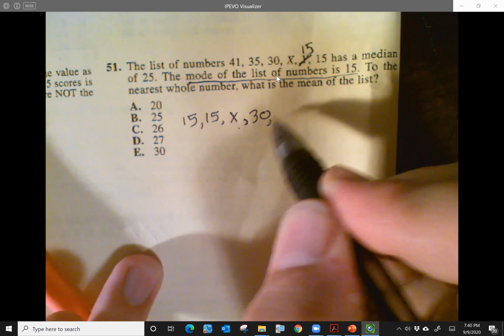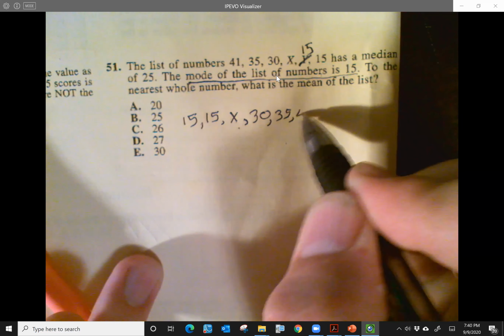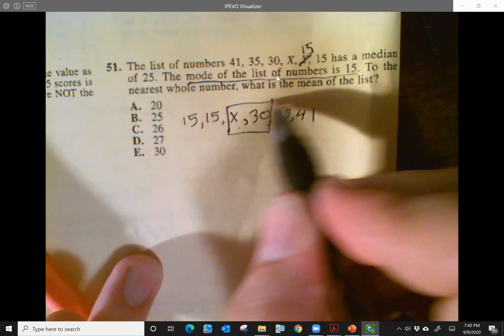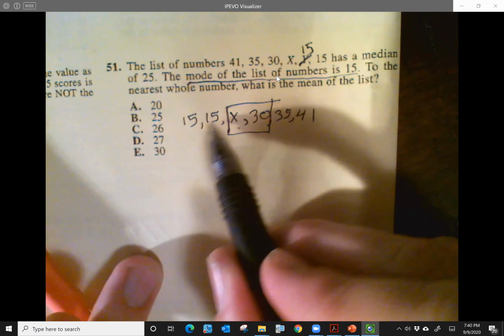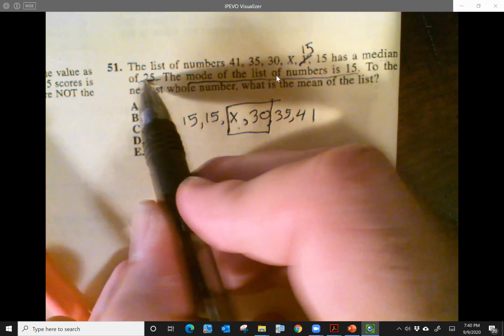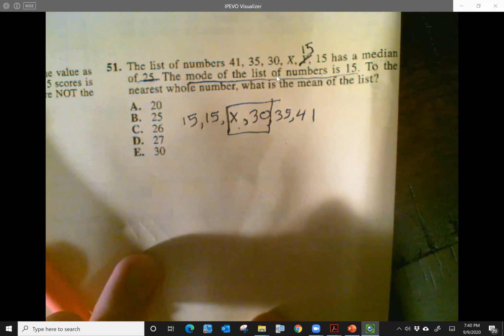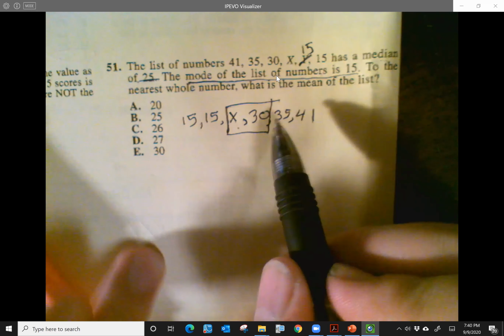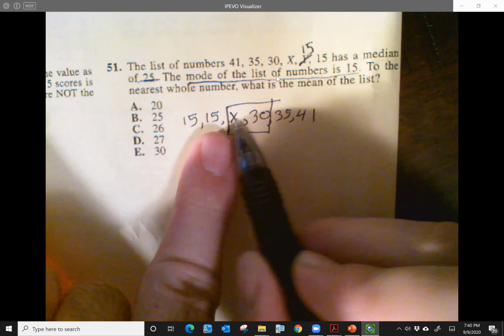30 there, 35 there, 41 there. Because see, the median's got to be the middle 2 numbers, right? I know that the X has to go here because we're told that the median is 25. If I put the X anywhere else, I would not be able to get a number that would be 25 in between.